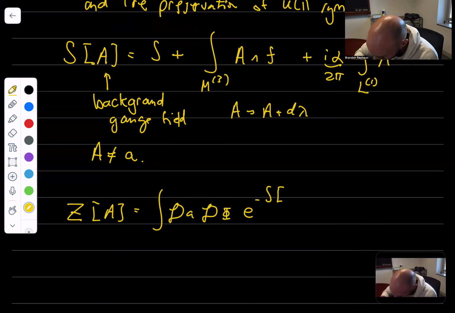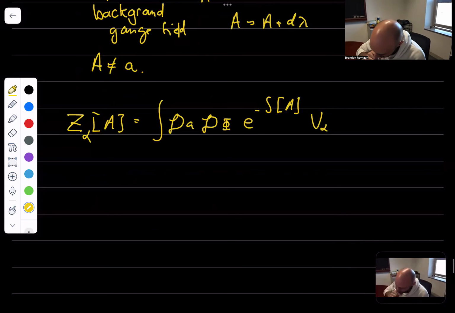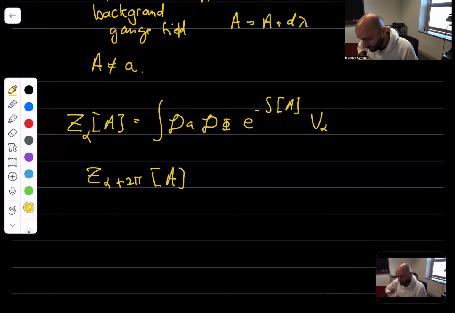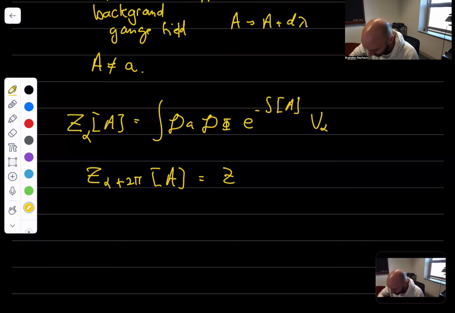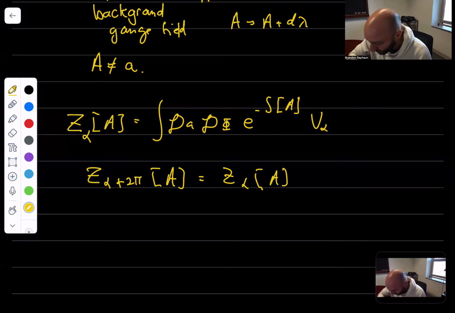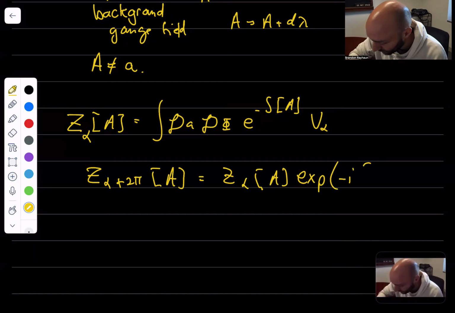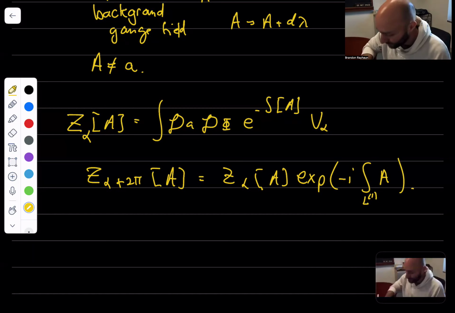Okay, but now you can see that if I, for example, compute the partition function of the theory in the presence of this background gauge field, and let's say with a vortex line V alpha inserted, then if you try to study whether or not the partition function is 2 pi periodic still, then you find that it almost is, except that that 2 pi periodicity is violated precisely by a Wilson line in this background gauge field, so by this phase here.